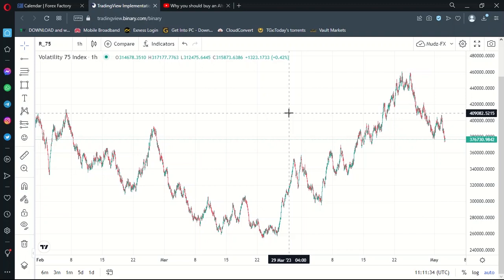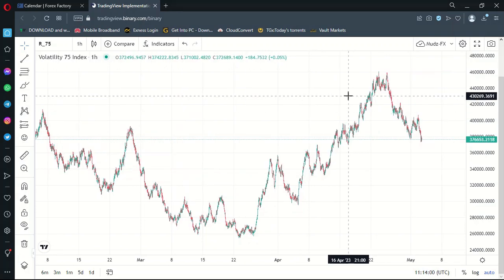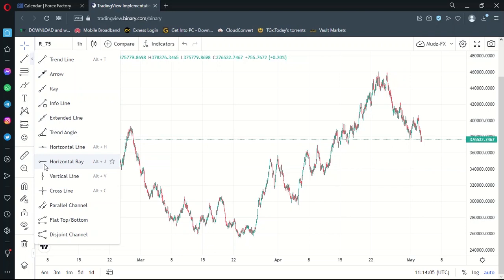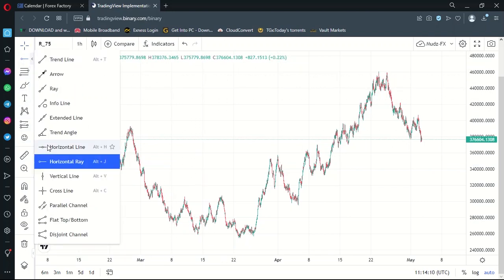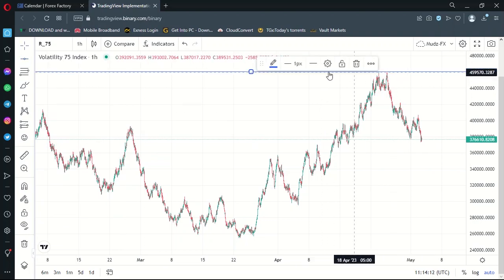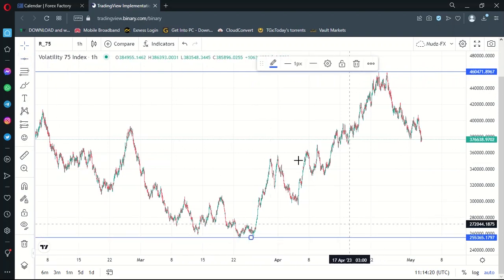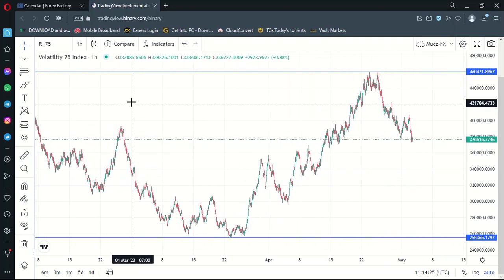Okay, let's get back to our chart. So the first thing that I always do when I'm analyzing, I look for my key levels. So this is my resistance. Then I'm gonna look for support level, so that it can just cover the whole thing that we are seeing here.